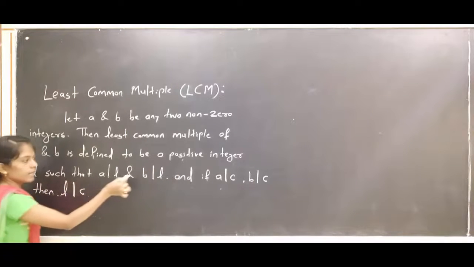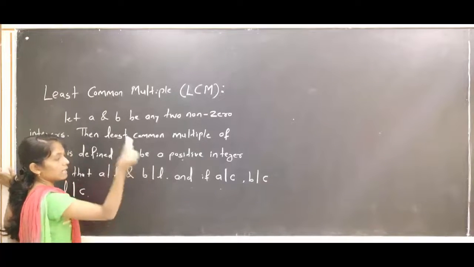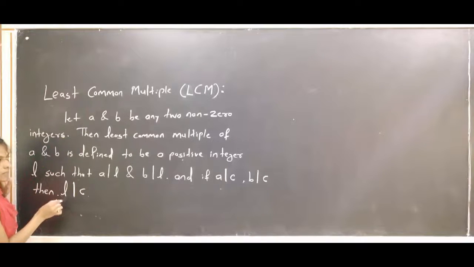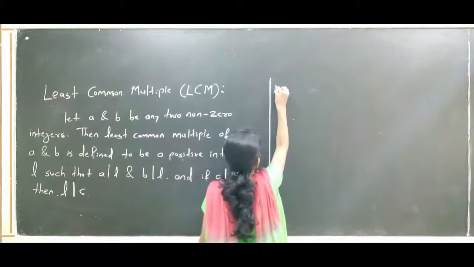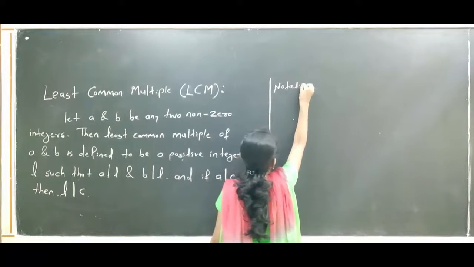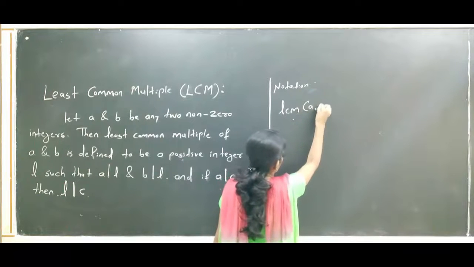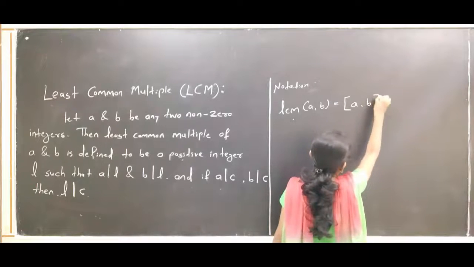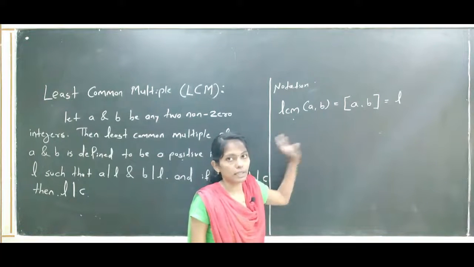So see here, the least common multiple of any two non-zero integers is a positive integer L such that L is a common multiple of the two integers A and B, and among the common multiples, L is the smallest. That means least common multiple. Now we see the notation of LCM. The notation is LCM of (A, B) is equal to L.